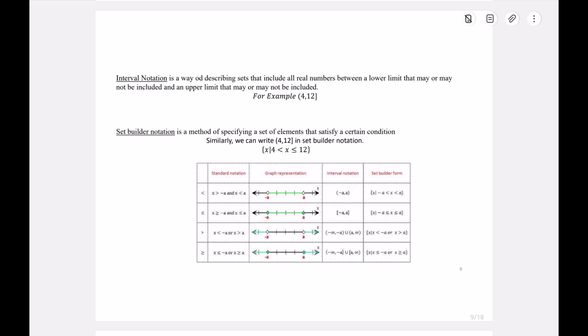And so you can see that we have an and, and we can take our interval notation. So we are going from negative a to a, and we can put it directly into our set builder notation. And we can do that for the or statements.